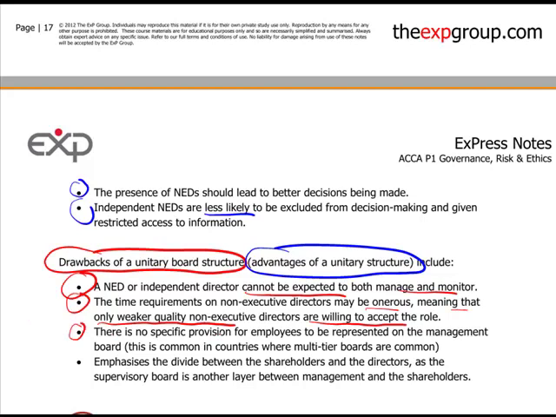There is no specific provision for employees to be represented on the management board, whereas when you have multi-tier boards, quite often you allow banks to be on board, you allow employees to be on board because there are more than one tier of boards. And finally, there is an emphasis of the division between the shareholders and the directors, as the supervisory board is another layer between management and the shareholders. So it creates a bigger gap in knowledge and is seen as a disadvantage of a unitary board.